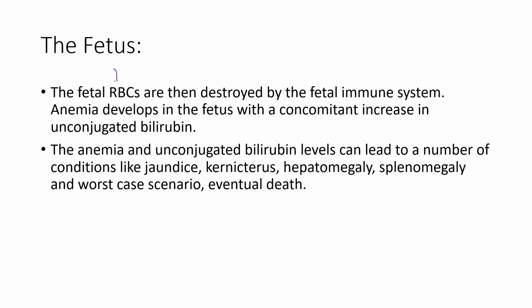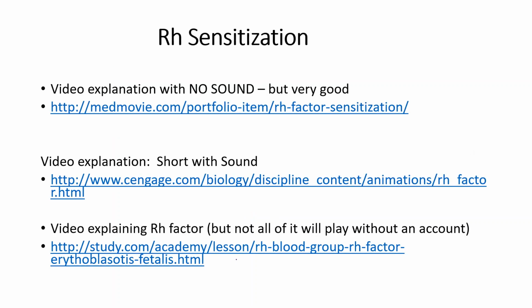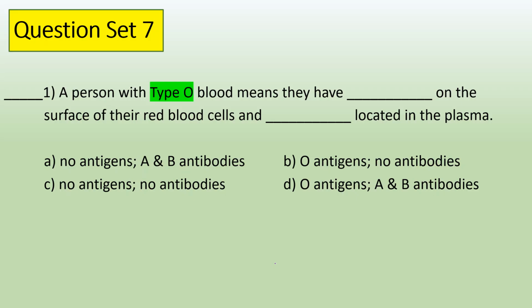The baby's red blood cells will be destroyed. And think about what happens. Those red blood cells that the baby has are carrying oxygen. If they're destroyed, the baby is no longer carrying oxygen. And this could eventually lead to death because it will cause problems with organ failure and all this kind of stuff. So this just has some information about Rh sensitization if you wanted to take a look at some other videos explaining it.